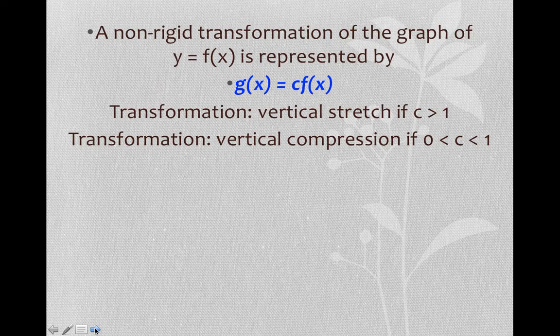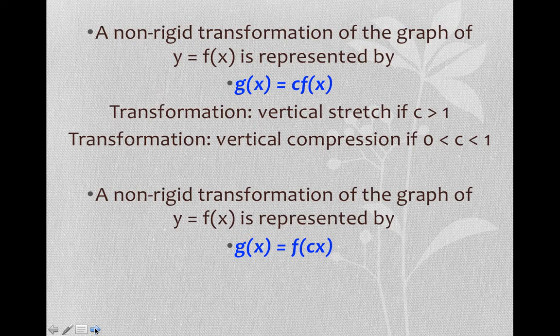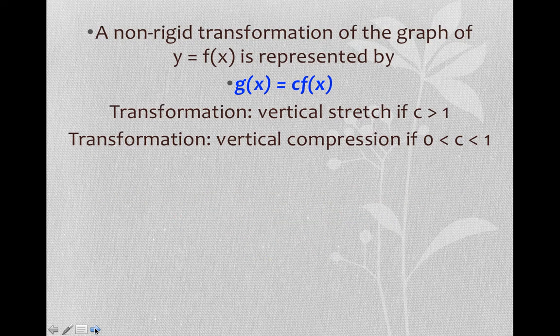The numbers between 0 and 1 are all proper fractions, like 1/2, 2/3, 3/4. Also decimals between 0 and 1, like 0.125. Okay, these are all numbers between 0 and 1, which will cause this transformation to be a vertical compression. Let me back up just one time here. A vertical stretch is going to make your graph more narrow. A vertical compression is going to make your graph wider.